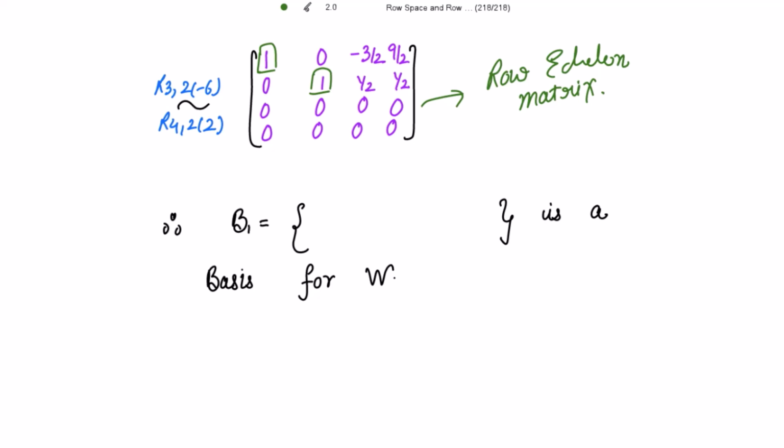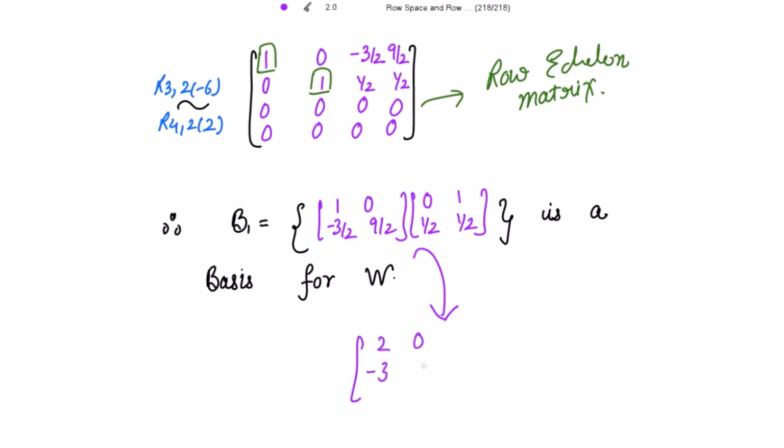And now writing the bases from this matrix. So the bases are 1, 0, negative 3 by 2 and 9 by 2. And from the second row we are getting 0, 1, 1 half and 1 half. These bases can be further written as 2, 0, negative 3, 9 and 0, 2, 1, 1 as the basis for W. Thank you.